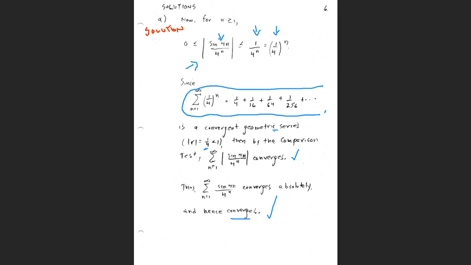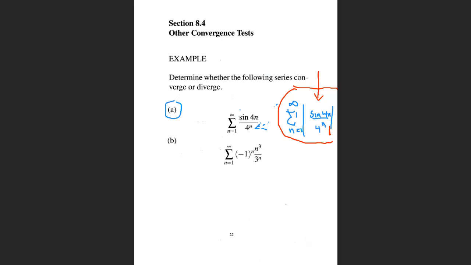Now let's look at this other series here. If you're good with this one, let's look at the other one, the series here in B. This is an alternating series, right? Because you have a -1 to the nth power, and then n cubed over 3 to the nth power.